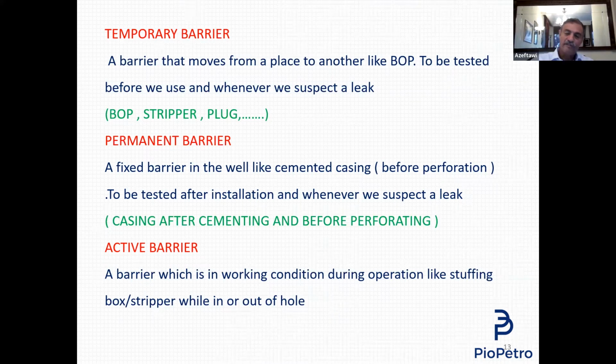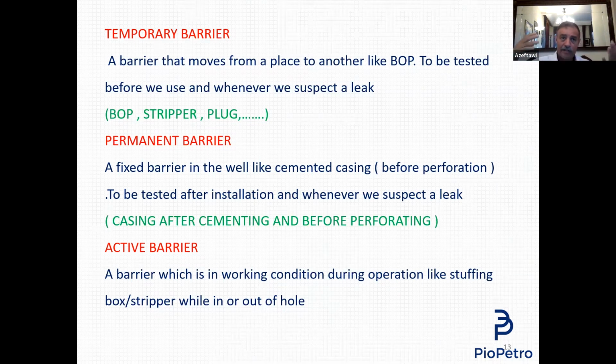The last thing is the active barrier. What is the active barrier? It is the barrier you are using now. And if I ask you a question, you rig up on a Christmas tree to run slickline operation. When you have the Christmas tree, you put a blowout preventer, a BOP, on top of the Christmas tree, then you put a 2-section lubricator, risers, then you put your stuffing box.